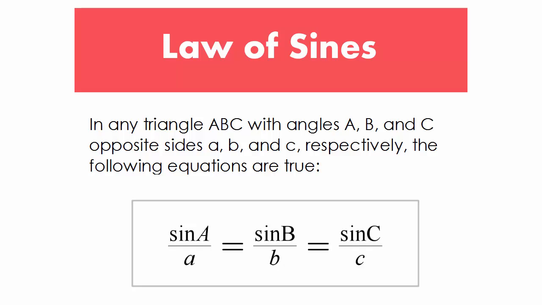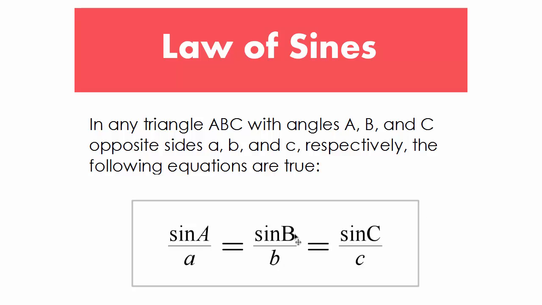So before we do our first example for law of sines, we need to know the formula we're going to be using. If we're given any triangle ABC with angles ABC and side lengths ABC respectively, so meaning A is across from A, B is across from B, C is across from C, then the following equations are true.